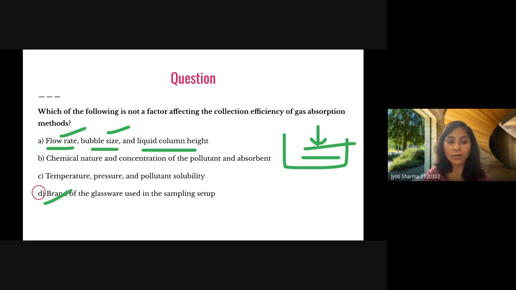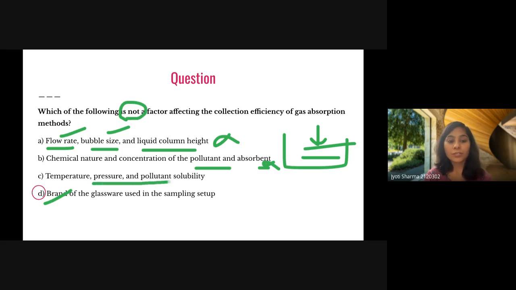So this is not the right answer, right? Then the chemical nature and concentration of pollutant and absorbent. As I told you, the absorbent must be compatible with the pollutant, with which there should be some compatible reaction. So that's why this is again a factor, and this will not be your answer.